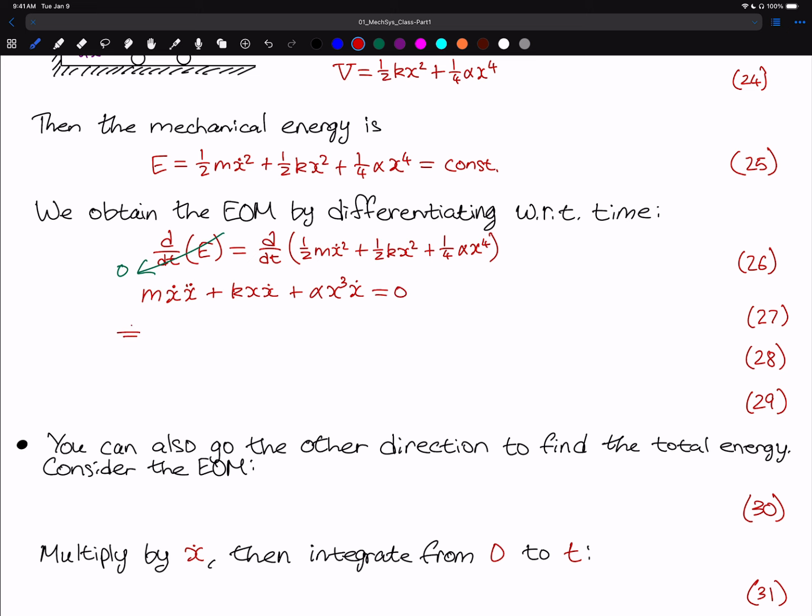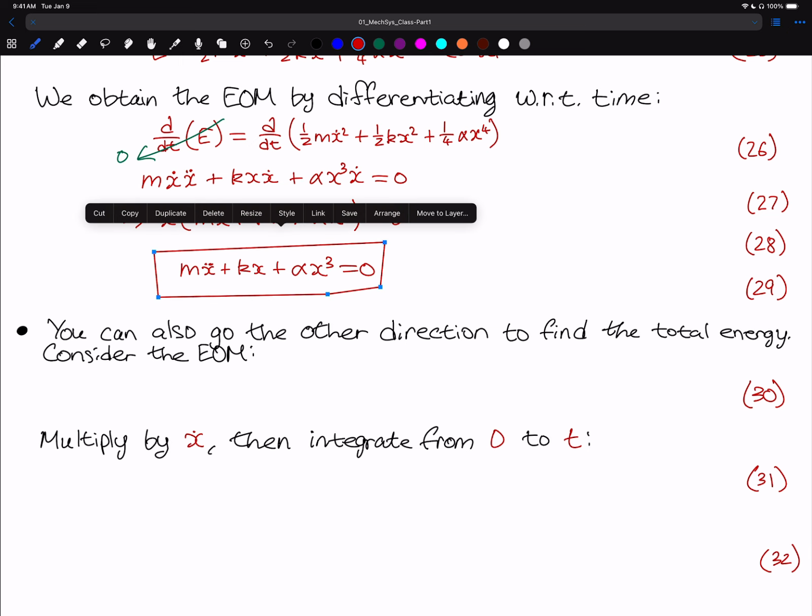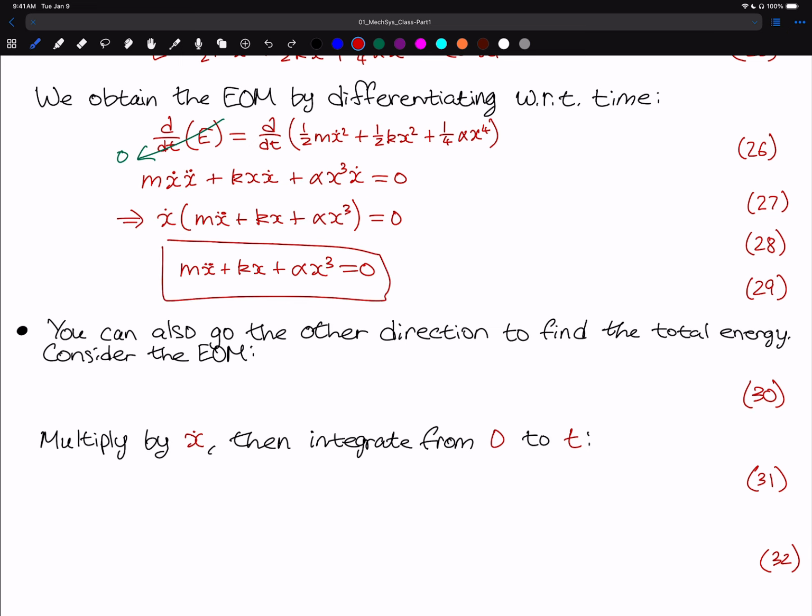We can pull out an x dot. So we'll get x dot times mx double dot plus kx plus alpha x cubed, and that's all equal to 0. Dropping the x dot, we'll find here the equation of motion is mx double dot plus kx plus alpha x cubed equal to 0. And that is the equation of motion for this system.